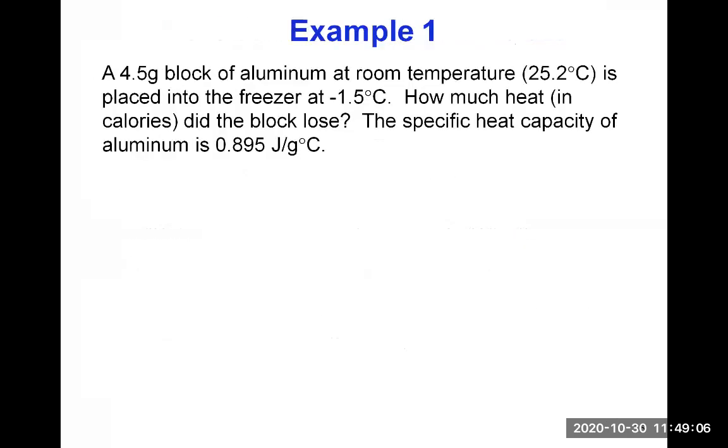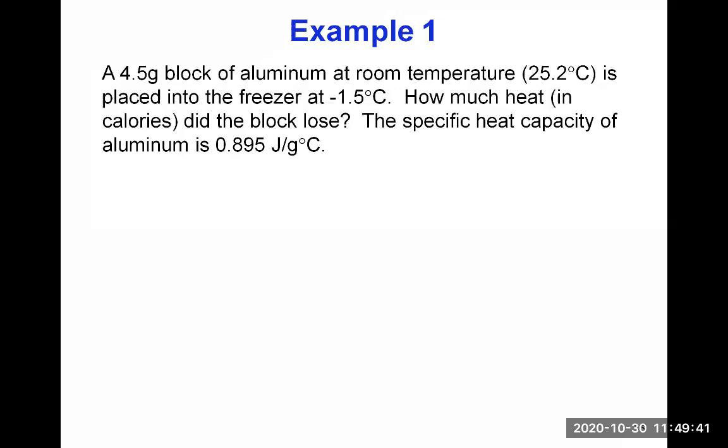So let's use this formula and go through an example here. A 4.5 gram block of aluminum at room temperature, so 25.2 degrees Celsius, is placed into the freezer at negative 1.5 degrees Celsius. How much heat in calories did the block lose? And so it's the lowercase c here.